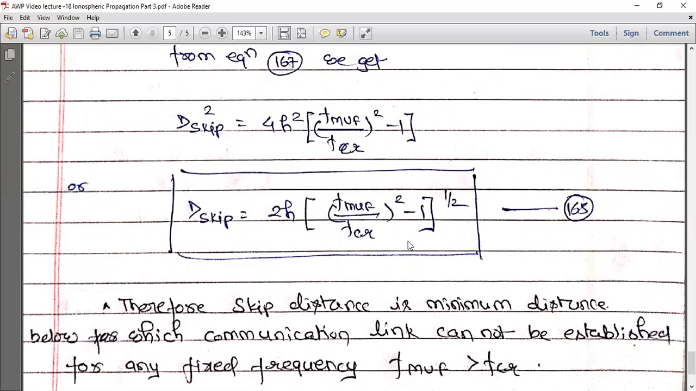You can find h, the virtual height, from the ionogram, and once you have this h for any given frequency f0, you consider that f0 to be the maximum usable frequency, and the critical frequency is known for the ionosphere. So using f0 and the critical frequency, you can find skip distance for the frequency f0. Okay, so skip distance is the minimum distance below which a communication link cannot be established for any fixed frequency f MUF greater than f critical.